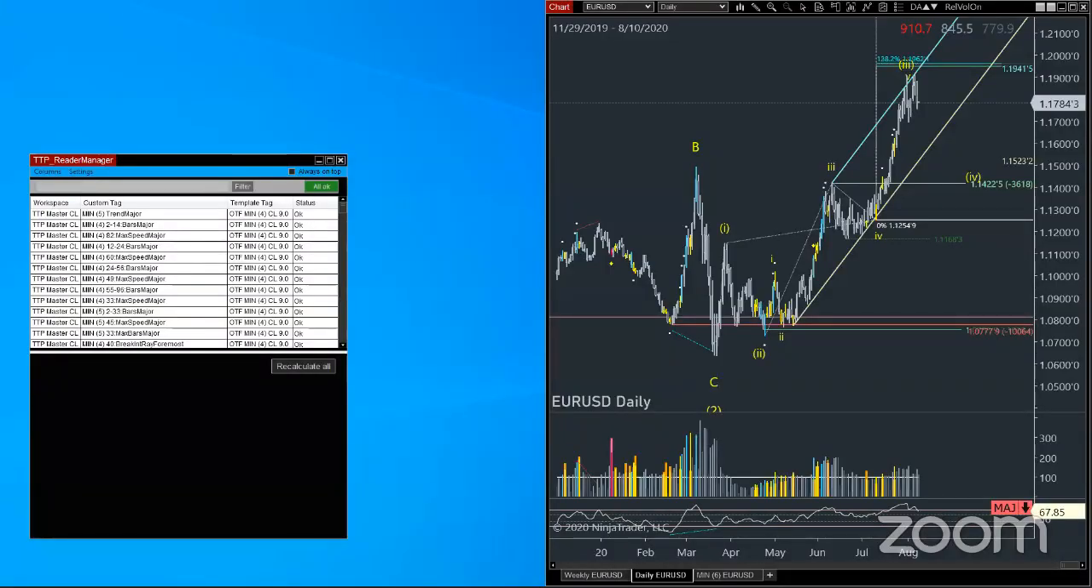What's the data feed that Ninja comes with to trade Forex? What's it called?